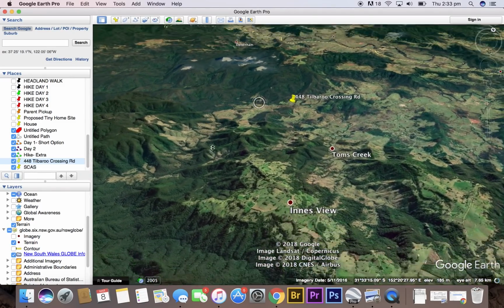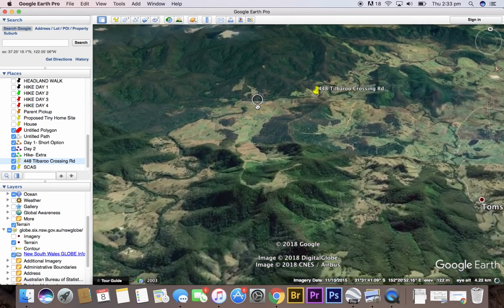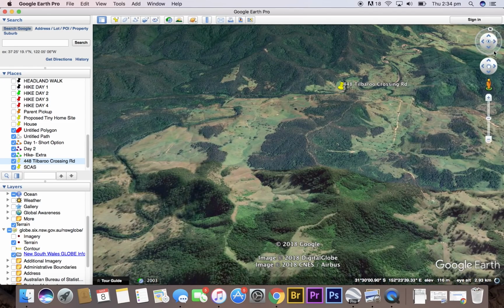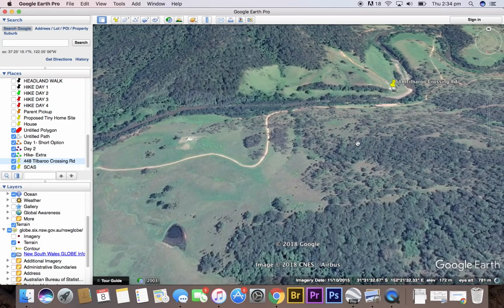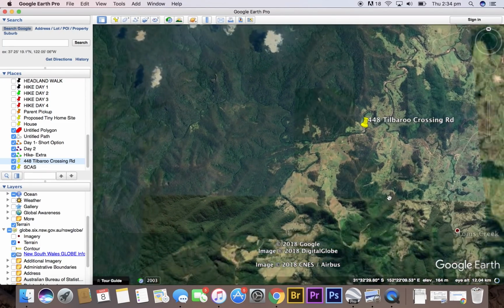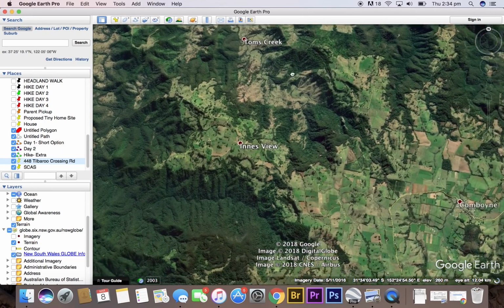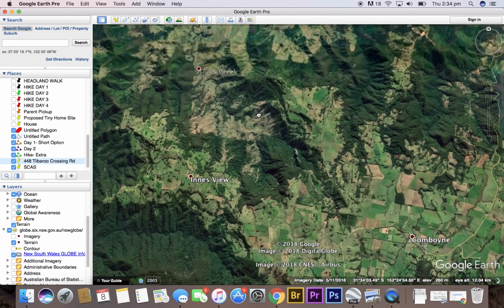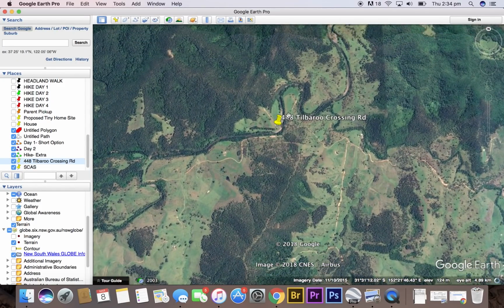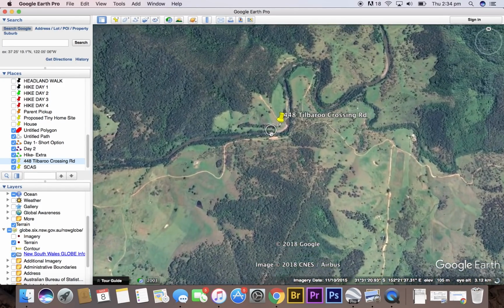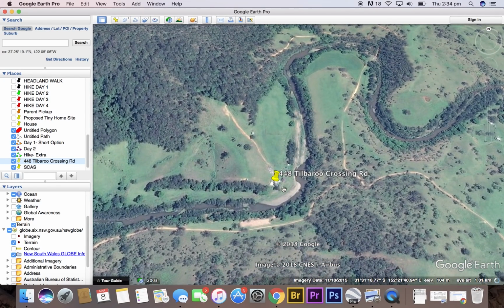So if we move around here and have a look at the Comboyne Plateau, a very rich area in terms of its vegetation. It's got volcanic soils, but as the name suggests, a plateau, a high area of flat ground. This comes into play in terms of the types of hazards that are experienced or maybe threaten Tilbury Crossing Road. So let's have a look at the property itself.